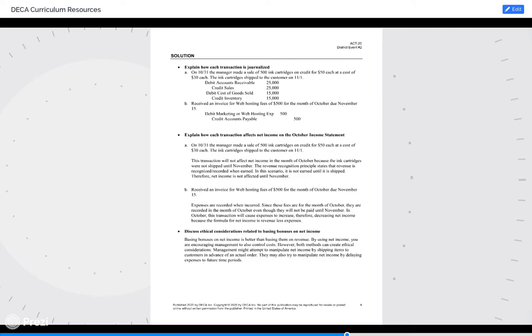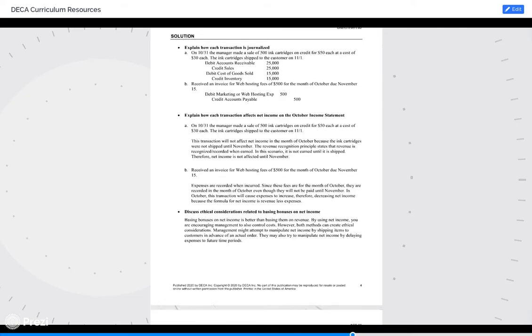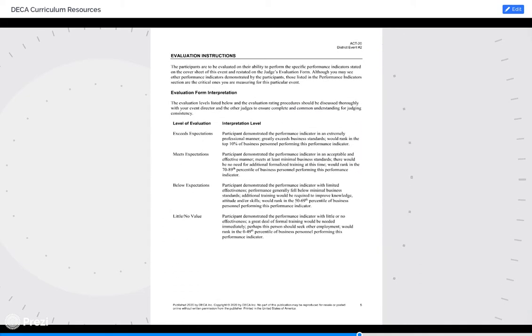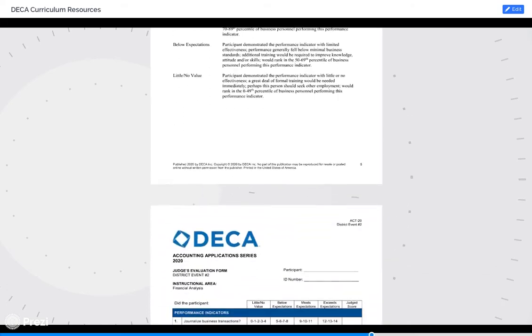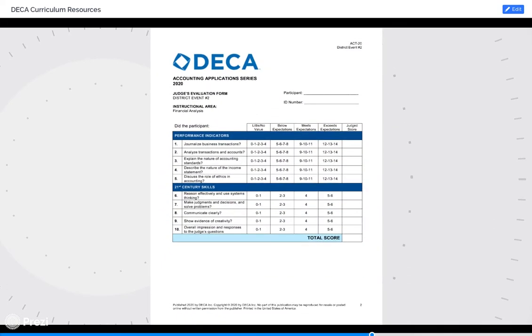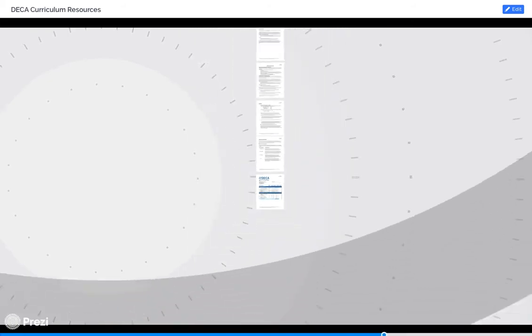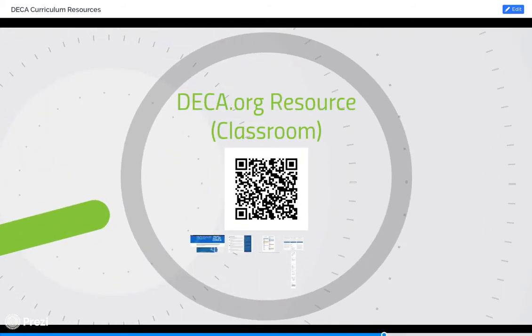They're going to go, and that's a sample solution produced by DECA. That would be a great answer. Evaluation instructions. There's the judges sheet that I referenced earlier. That is all great resources that you can use to help your students get ready for DECA.